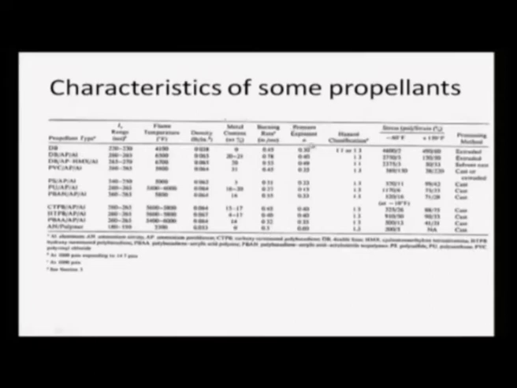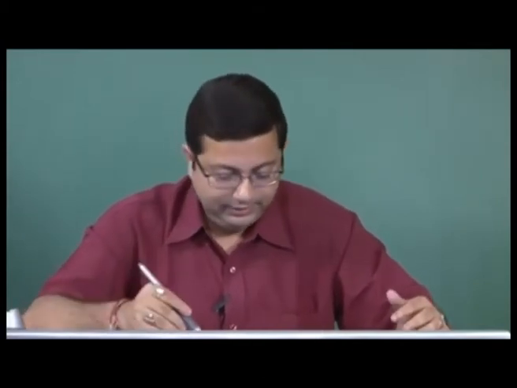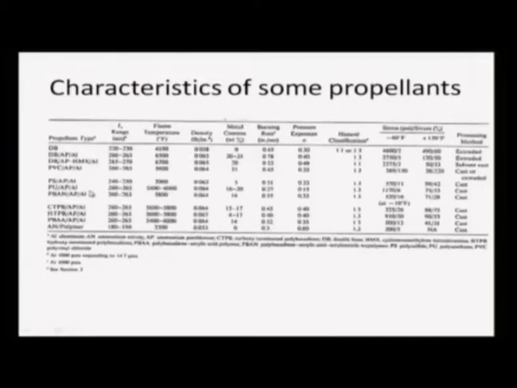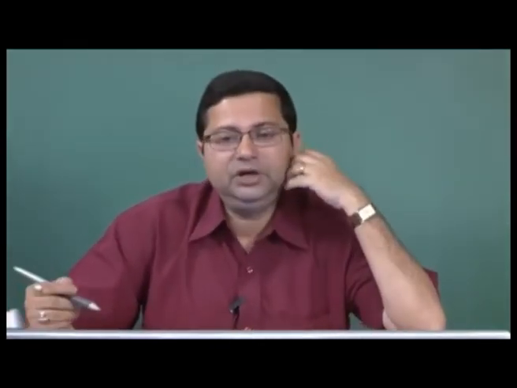Now, this pressure exponent n, I will discuss this because it is part of the burning rate equation, which will come up when I talk about the burning rate. Okay. So, these are various propellants which are used extensively, and the properties of those propellants are listed here. Now, next let us talk about the mechanism of burning. How do the solid propellant rockets burn, or the solid propellants burn?